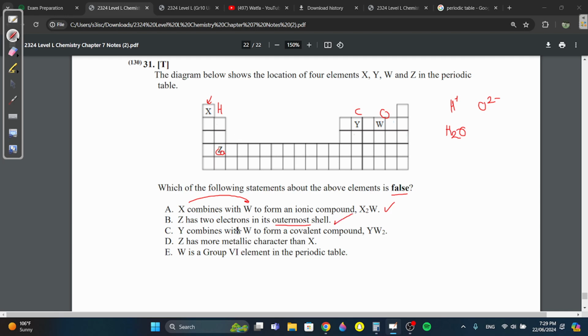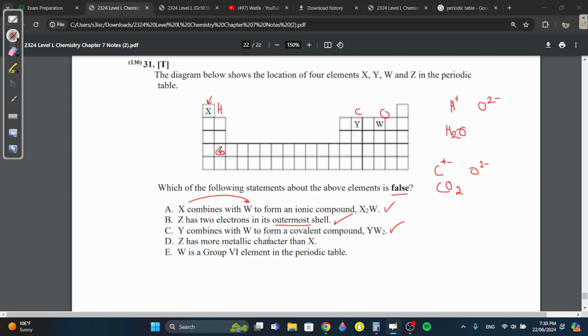Group 2. Y combines with W to form a covalent compound YW2. So here's carbon and oxygen. Carbon is 1, 2, 3, 4, so 4 minus. O is 2 minus. You get CO2, obviously carbon dioxide. Is it correct? Yes, that's correct.